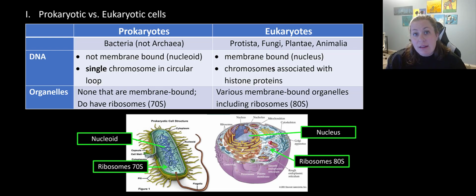We also see that eukaryotes have various membrane-bound organelles. They have things like the Golgi apparatus, the rough ER, the smooth ER, the mitochondria. They have a lot of those little structures that we call organelles that help do different jobs in the cell. They also do contain ribosomes, but their ribosomes are a little larger in their subunits, and we term them as being 80S. And we'll talk a little bit more about those when we get to ribosomes. So this just shows you kind of the difference between prokaryotic and eukaryotic cells.